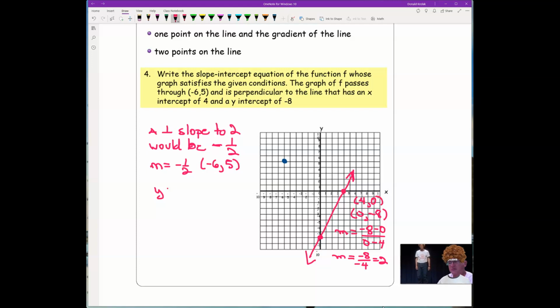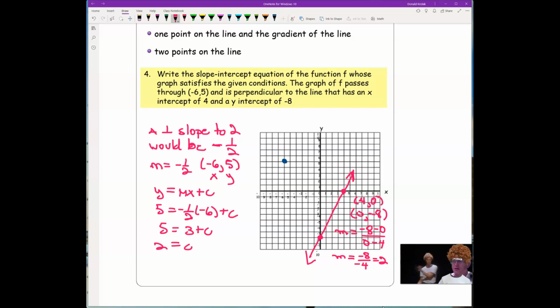So now I just substitute that into my slope-intercept equation. y equals mx plus c, so 5 equals -1/2 times -6 plus c. -1/2 times -6 is +3, so c is equal to 2. So there's my y-intercept, there's my slope, and I can write my equation: y equals -1/2 x plus 2.